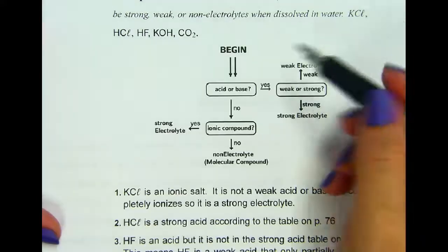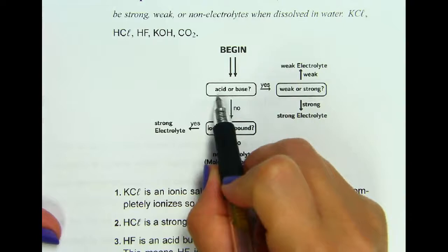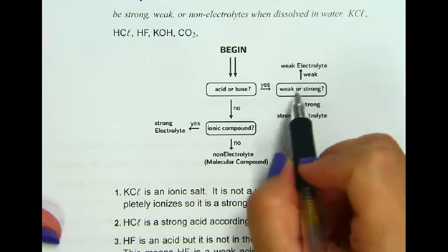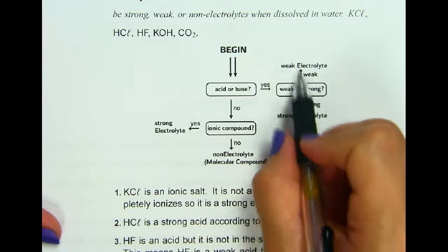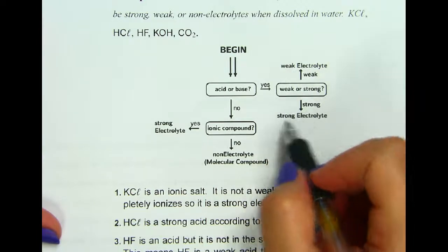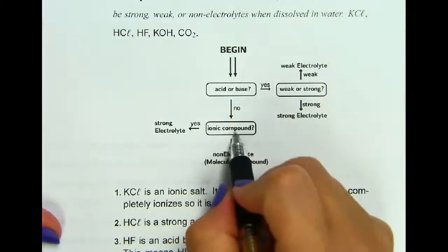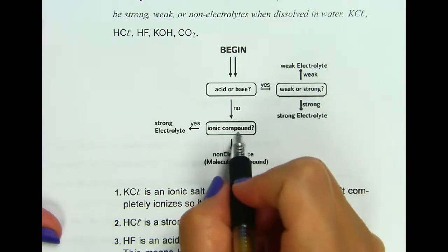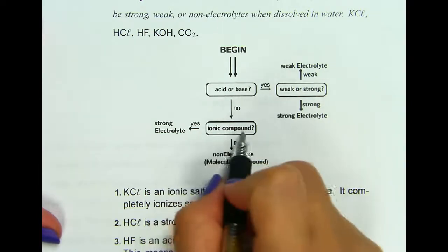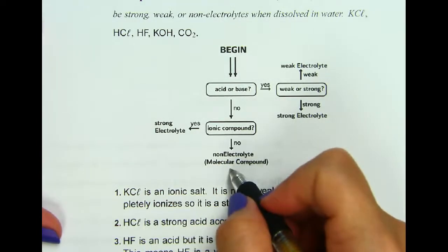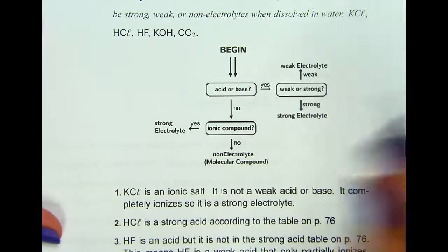Here's a little map that might help you. The question is first, is it an acid or a base? If it's an acid or base, then is it a weak or strong acid or base? If it's weak, it's a weak electrolyte, and if it's strong, it's a strong electrolyte. If it's not an acid or a base, is it ionic? And you know it's ionic if it has a metal, or ammonium, which is a polyatomic ion. If you do have an ionic compound, then yes, it's strong, and if you don't, then no, it's a non-electrolyte automatically because it's a molecular compound.